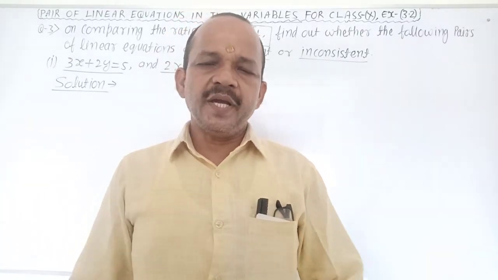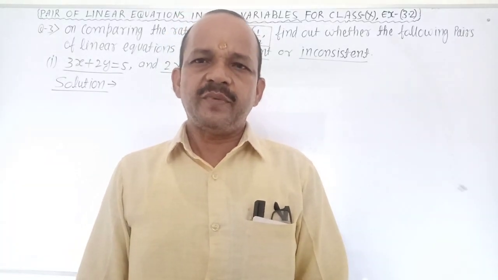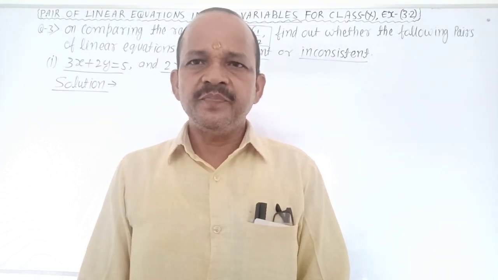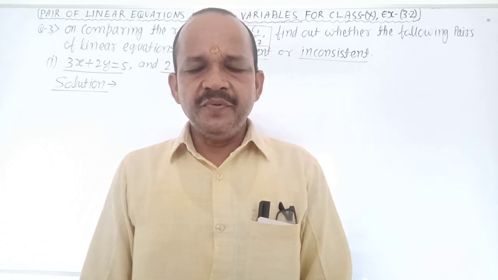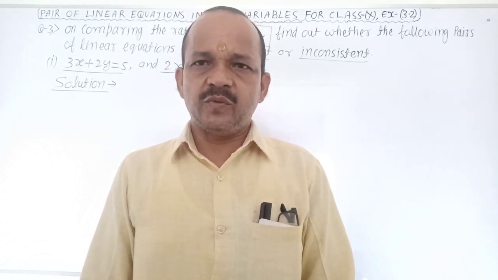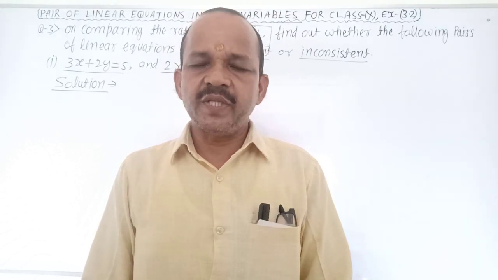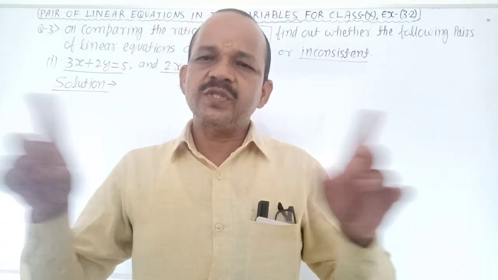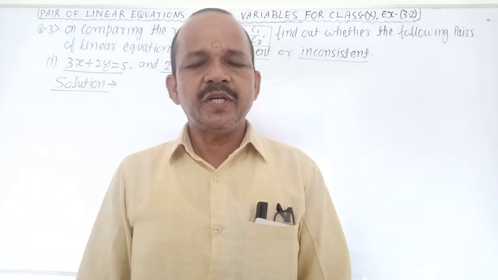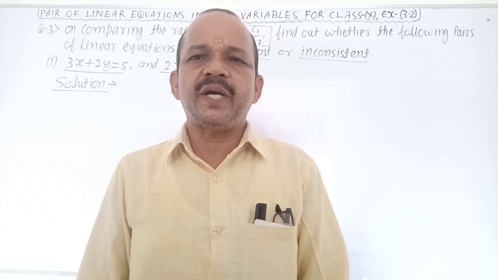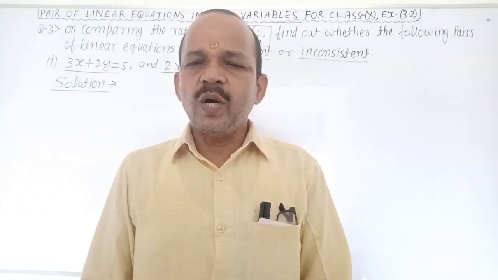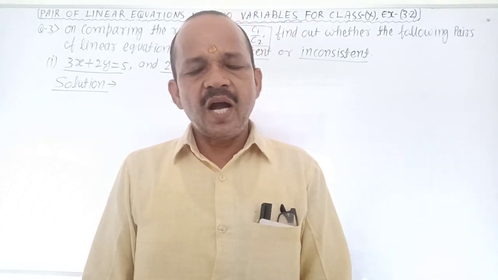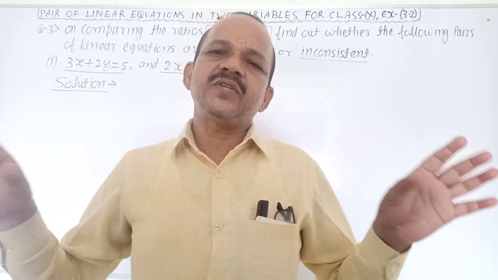Very good. If a1 by a2 not equal to b1 by b2, then it shows intersecting line, consistent system and unique solution. If a1 by a2 equal to b1 by b2 not equal to c1 by c2, then it shows parallel line, inconsistent system and no solution. If a1 by a2 equal to b1 by b2 equal to c1 by c2, then it shows coincident line, consistent dependent system and infinitely many solutions.